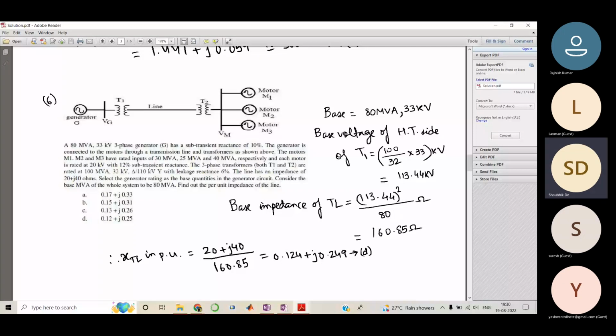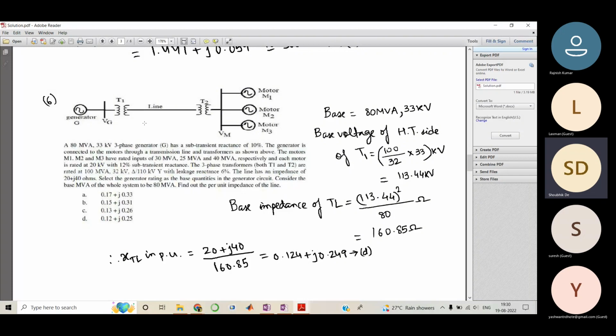The three-phase transformers are rated at 100 MVA 32 kV, and this is basically delta star. Which side is delta and which side is star, they haven't mentioned, so anyways, we don't have to worry about that. The 32 kV 110 kV transformer has a leakage reactance of 6%. Now the transmission line has an impedance of 20 plus j40 ohm.